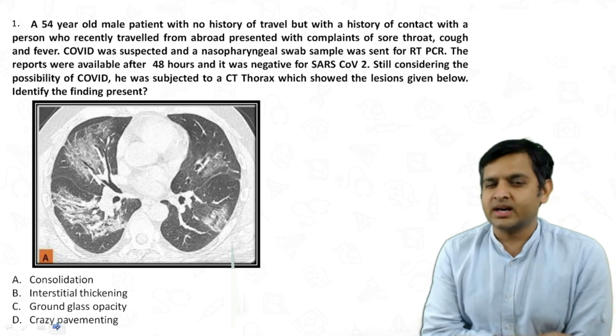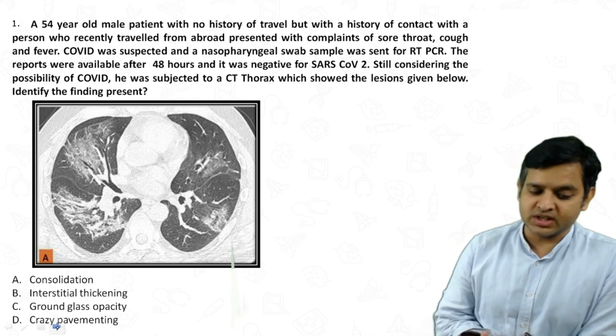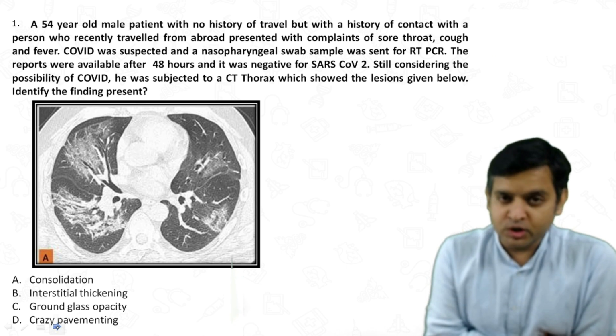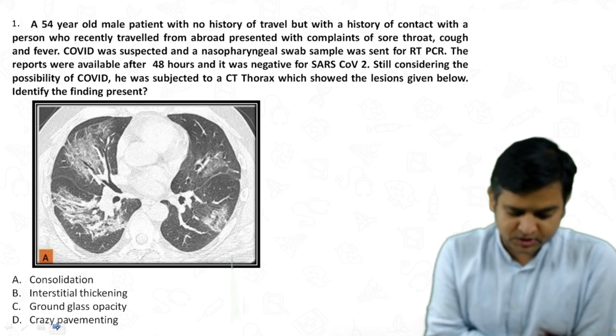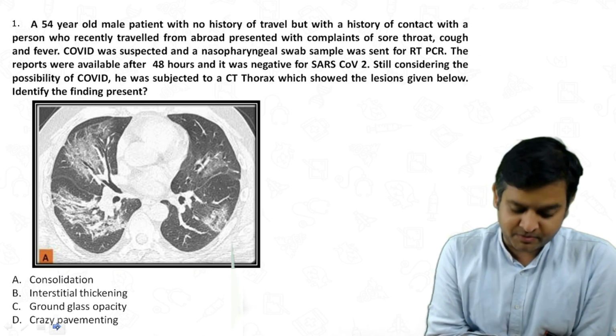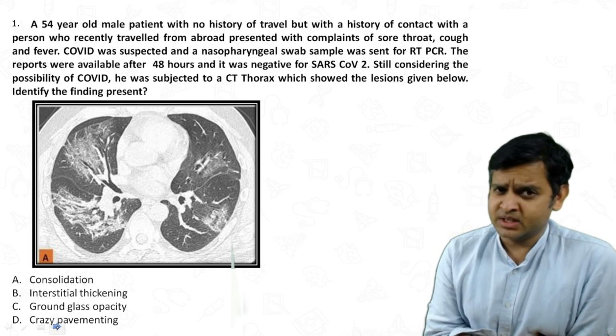So you had a question, again a stem with an image. What you could see is the image of a CT scan. Whenever we have such a question, I have already told you what I do: first I look at the choices: consolidation, interstitial thickening, ground glass opacity, and crazy paving. So that means the examiner is trying to ask me some changes that are being seen on this CT.